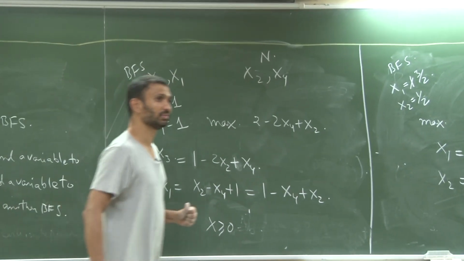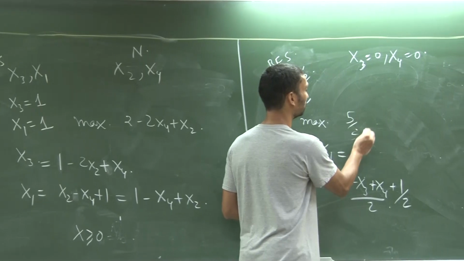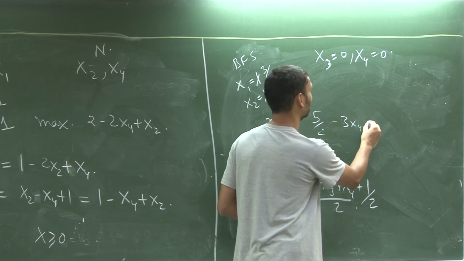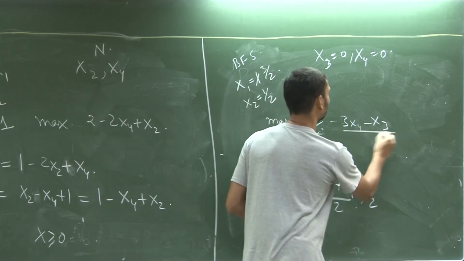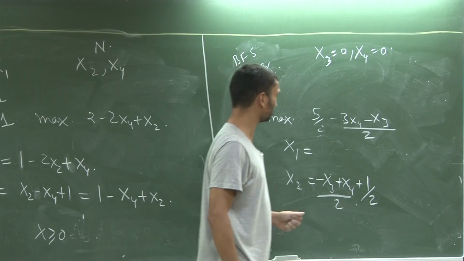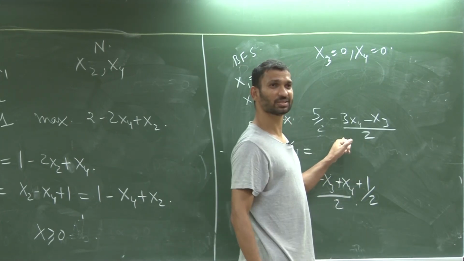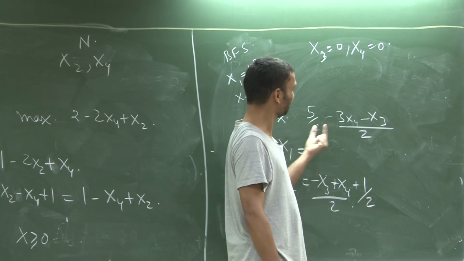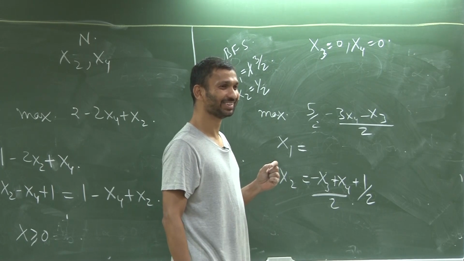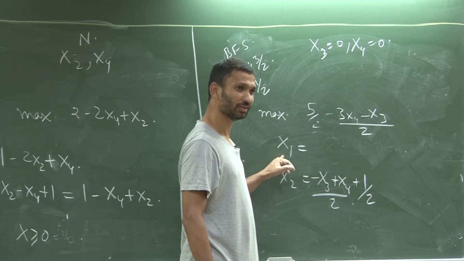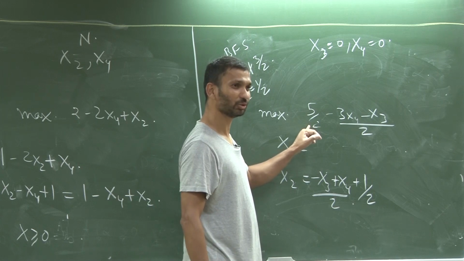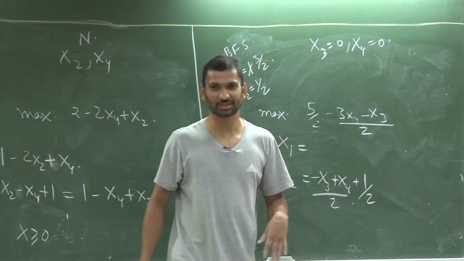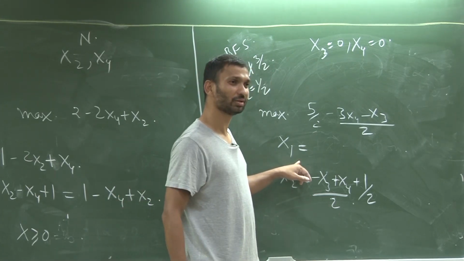5 minus 3x4 minus x3 by 2. Sorry, 5 by 2, minus 3x4 minus x3. Everyone agrees? This is correct. I don't know about x4. 2 minus 2x4 plus. Are you telling me x1? Oh no, max. You are changing your answer here? It's correct. Okay. What about x1?